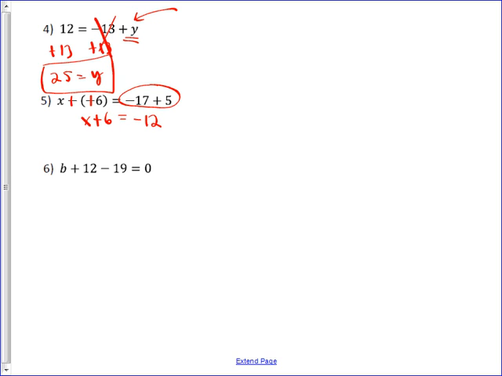So now we're adding 6 to x, so we can either think of it as subtracting 6 or adding a negative 6. 6 minus 6 is 0, so that gives you x. Negative 12 minus 6, or negative 12 plus a negative 6, is negative 18, which is the correct answer.